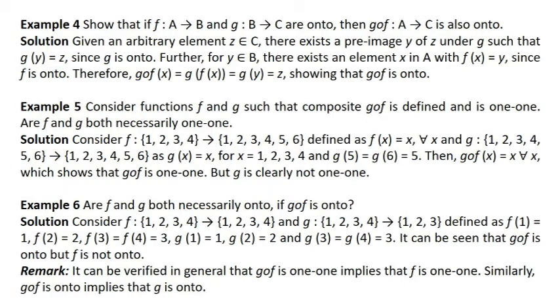And another question: are f and g both necessarily onto if gof is onto? So the answer is again no. It can be seen that gof is onto but f is not onto. And now one remark also, you can remember this result. It can be verified in general that gof is 1-1 implies that f is 1-1. Similarly, gof is onto implies g is onto.